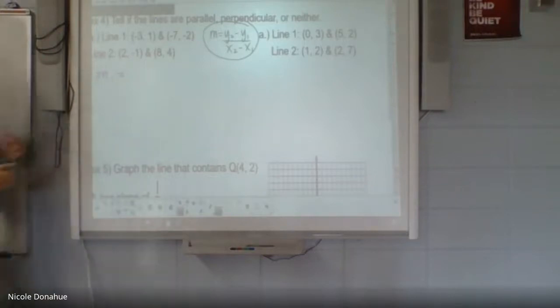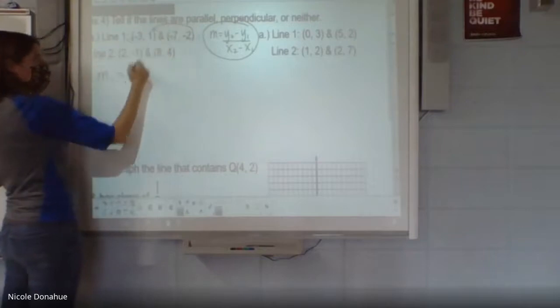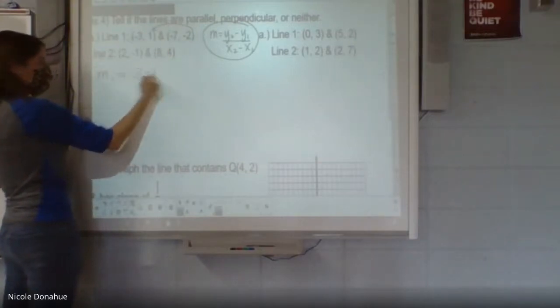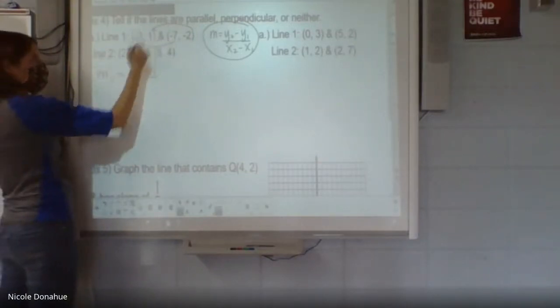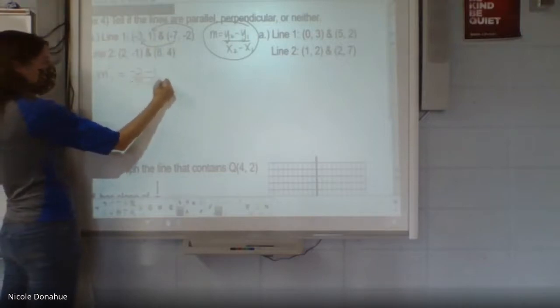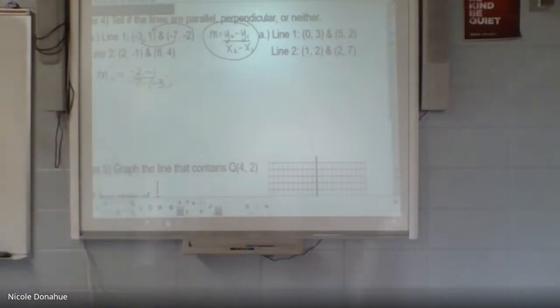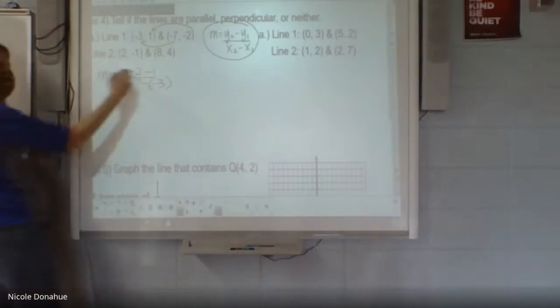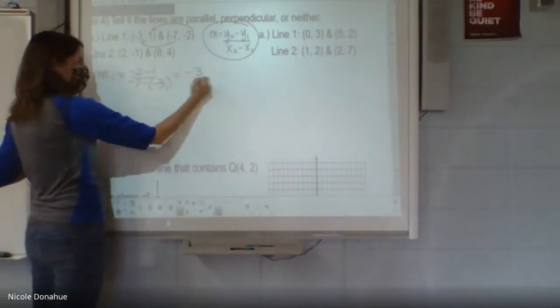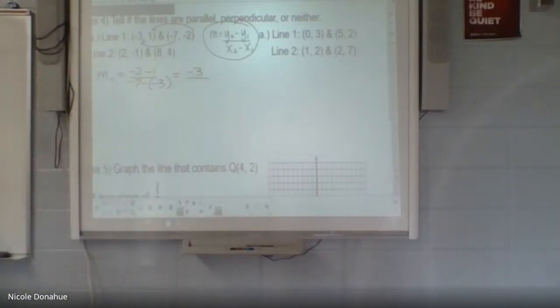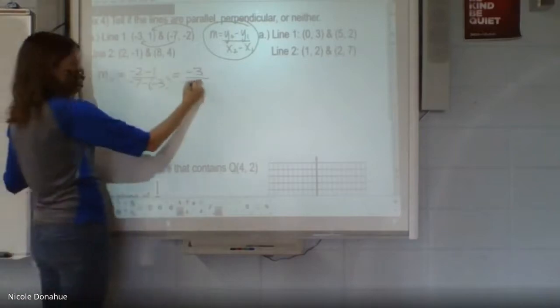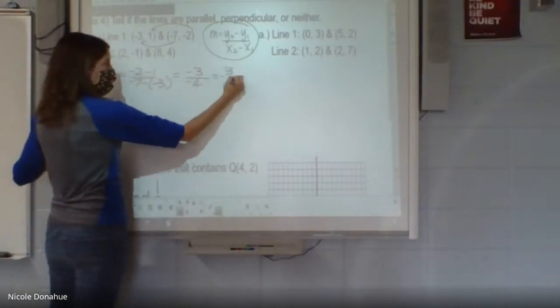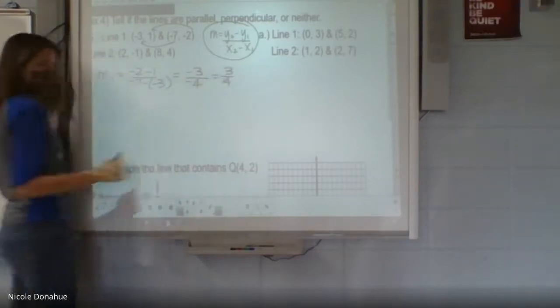So for slope 1, I'm finding the slope of the line 1. So I do -2 minus 1 over -7 minus the -3. Sorry, distracted by Miss Woller's yelling over there. So on the top, I have a -3. On the bottom, I have a -4, right? -7 plus 3. So 3/4 is my slope for the first one.